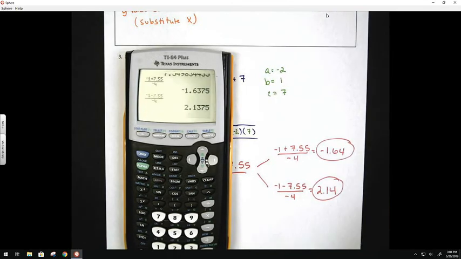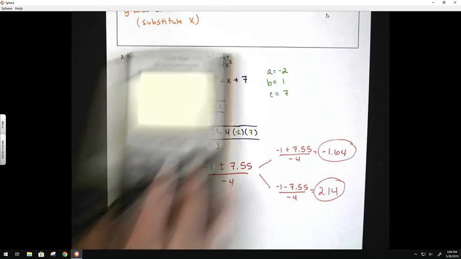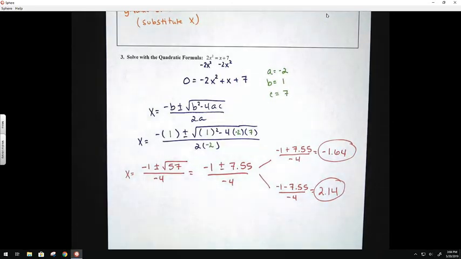All right, so that's all about graphing quadratics and solving quadratics by graphing, and then the quadratic formula. So again, in your packet, you've got some multiple choice examples. I will upload the answers so that you guys can check your work and ask any questions that you have.